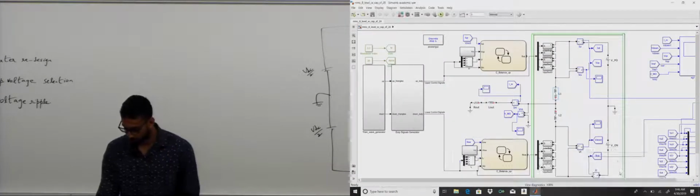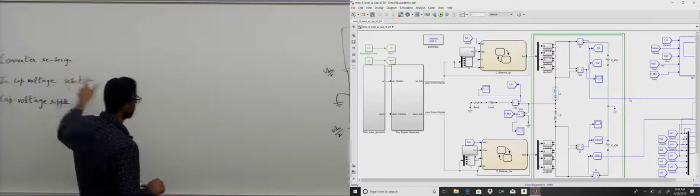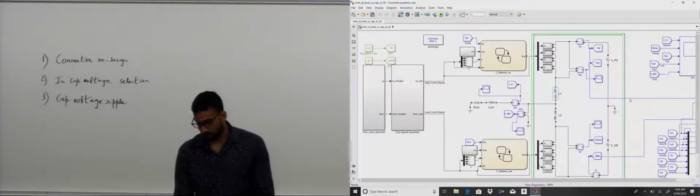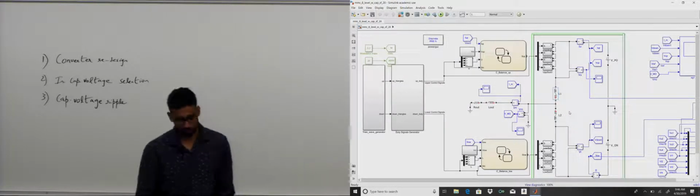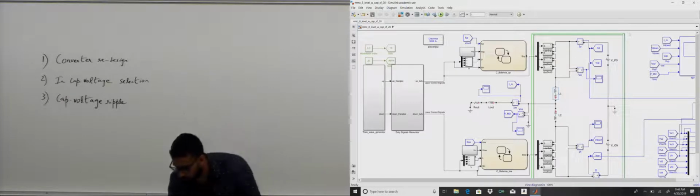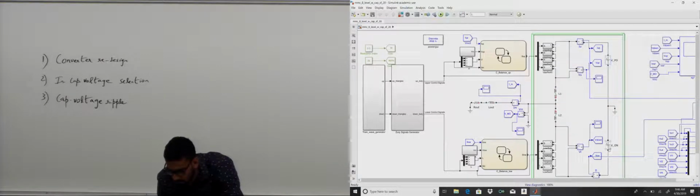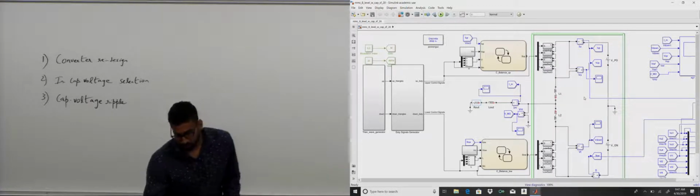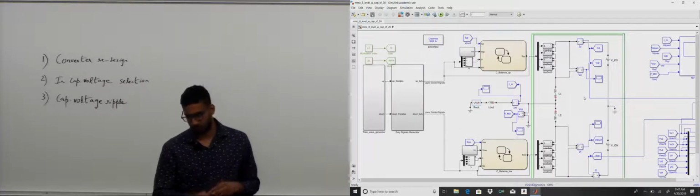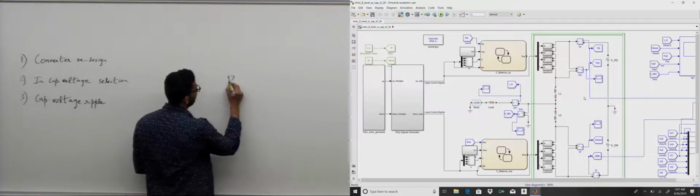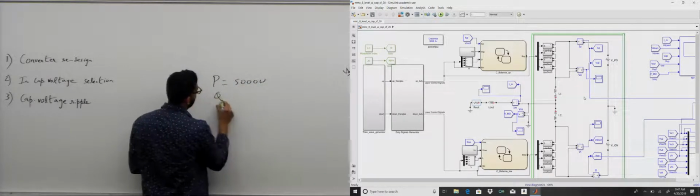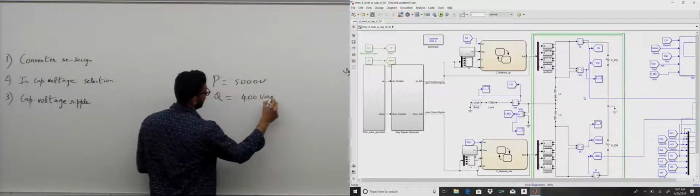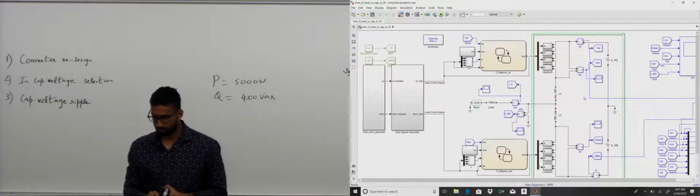So the first problem that we will be doing is the converter redesign. In the Simulink model, if you can see my laptop, I have a DC bus voltage of 5000 volts and an RL load of 10 millihenry and 50 ohms. The load cannot be changed. The value of the load is not in our hands, and we want an active power output of say 5000 watts and reactive power of say 400 volt ampere reactive. So the question is to give this power to the load.